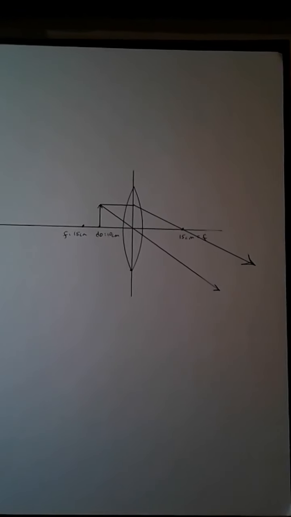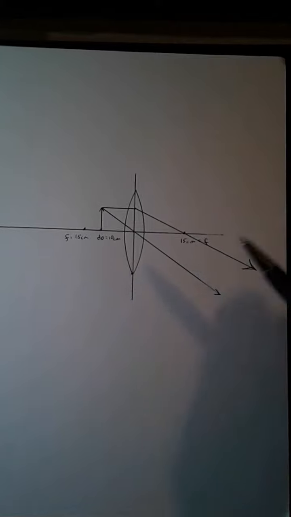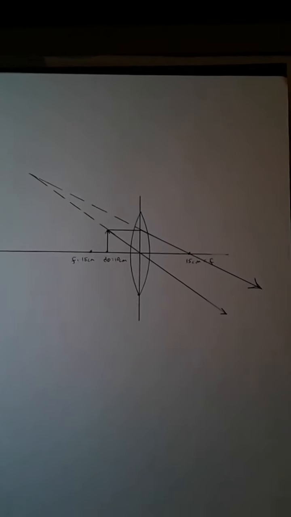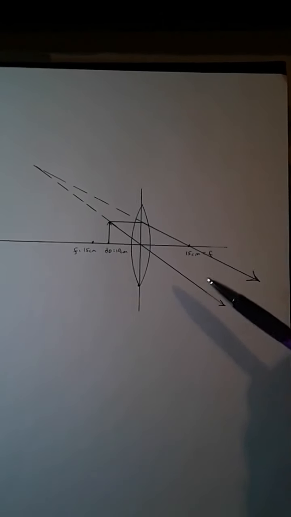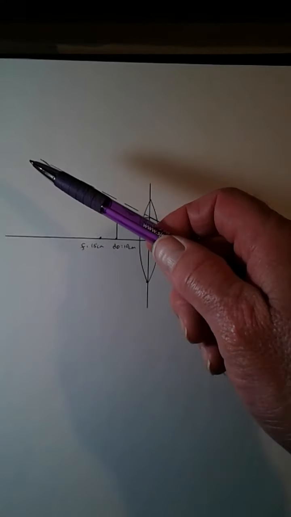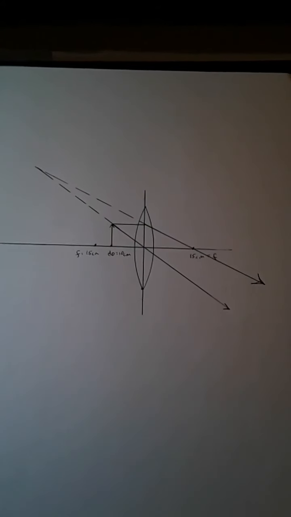And where do I think these light rays have come from? I have to backtrace them. The light rays are spreading out. I think they've come from a point back here, and that's where the image is.